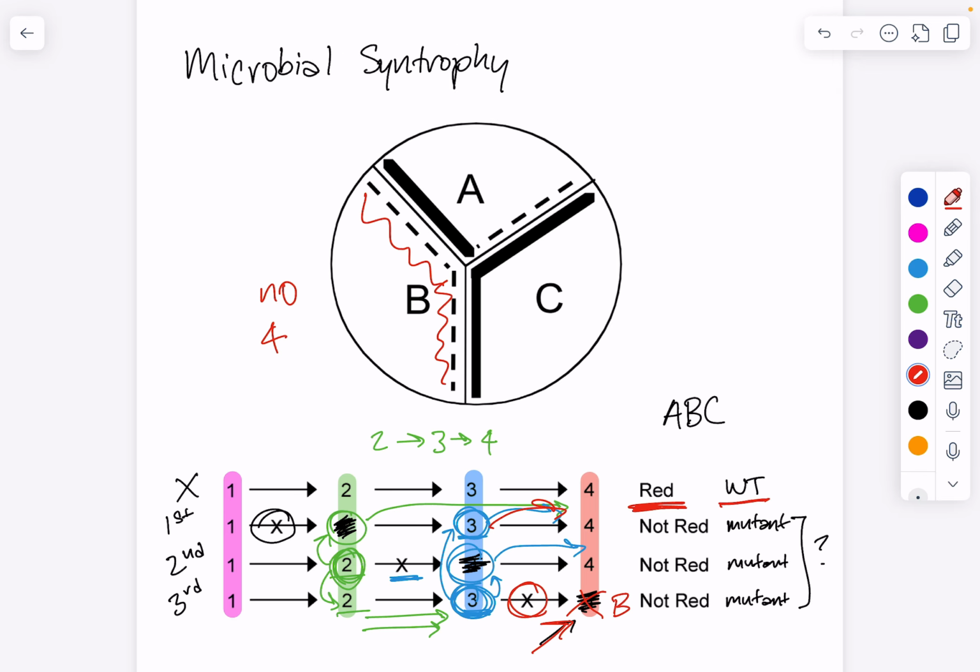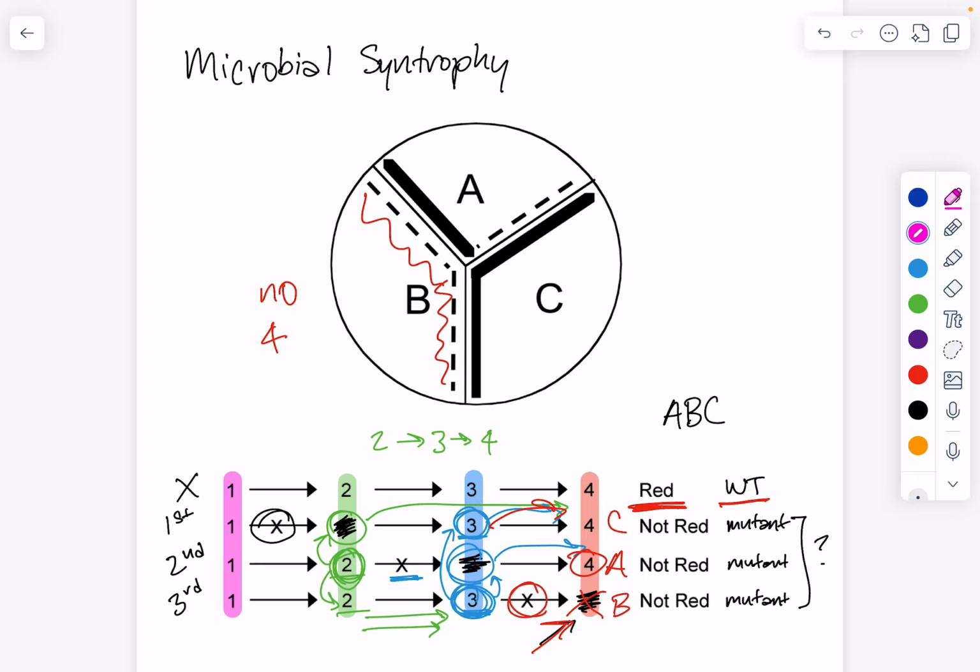Because this second strain can only get the red color from a single neighbor, it's going to be strain A, which means that the last strain is going to be strain C. In case that didn't make sense, we're going to look at it on the plate itself now.